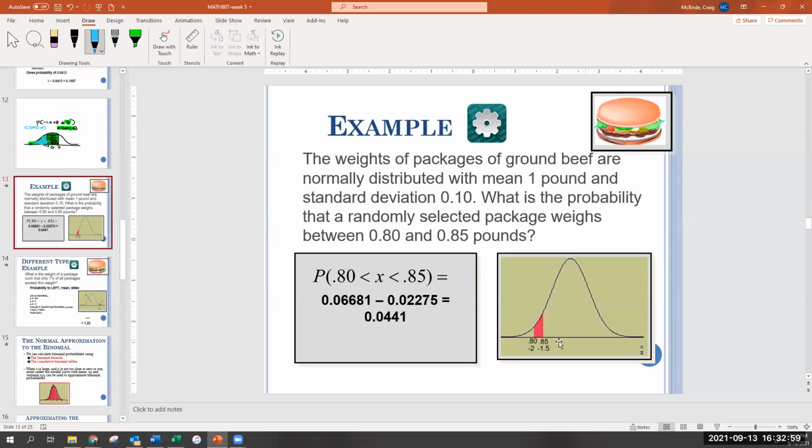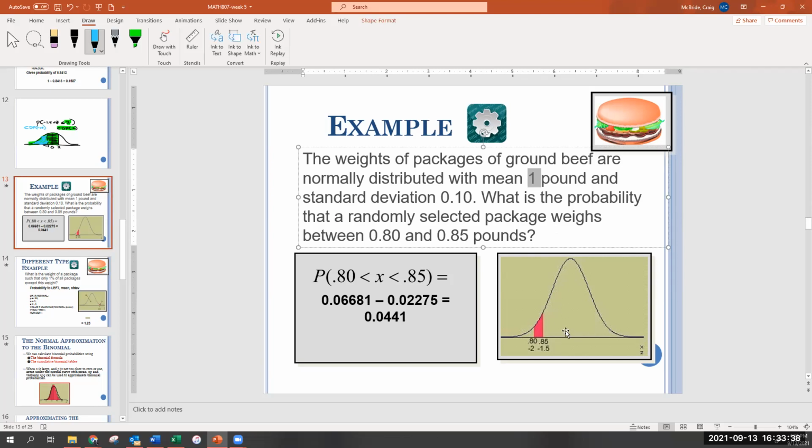All right, here's another example, same type of thing. If we're trying to find between 0.8 and 0.85, you'll notice that in this example, we're no longer doing z-scores. We have just values of 0.8 and 0.85. It says the weights of packages of ground beef are normally distributed with a mean of 1 and a standard deviation of 0.1. And they want to know the probability that if you randomly select a package, it's going to weigh between 0.8 and 0.85 pounds. So this curve, instead of being centered at 0, is going to be centered at 1 because that's the mean of this distribution.